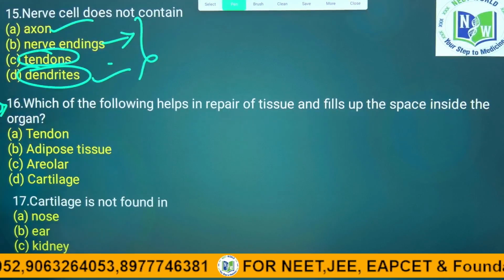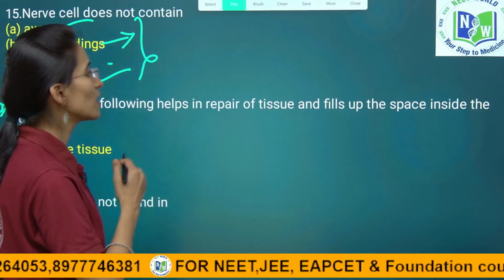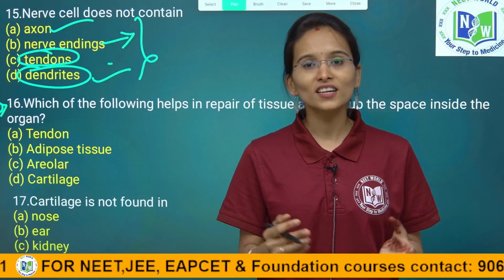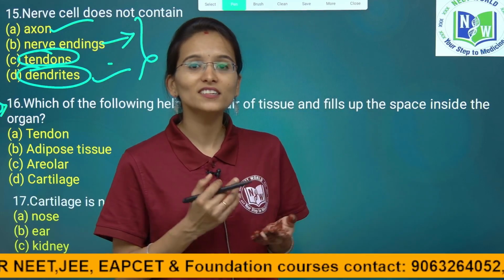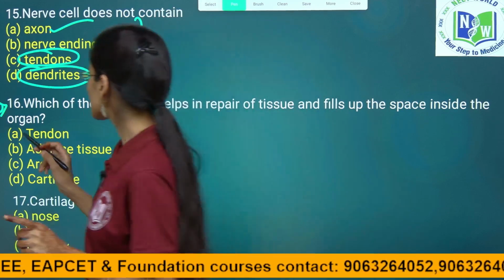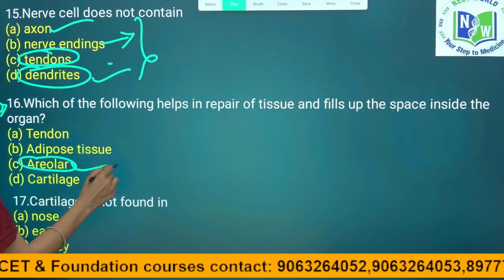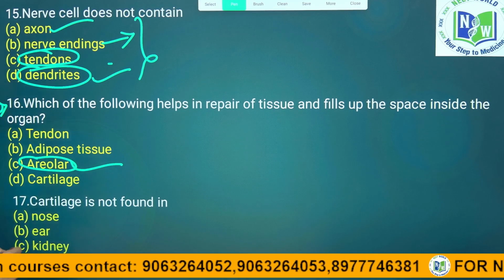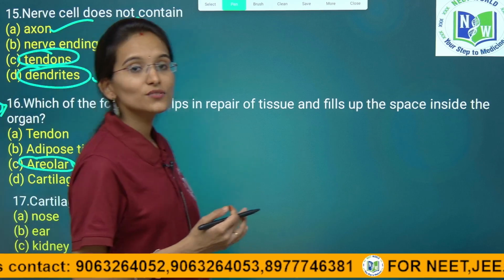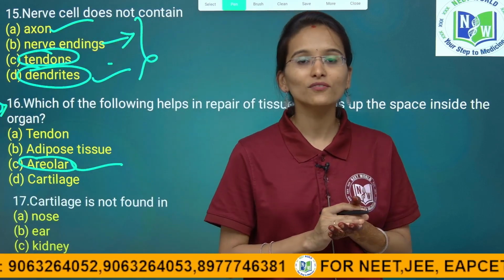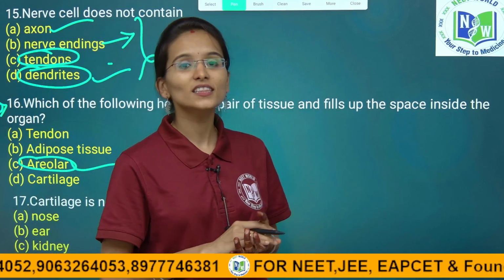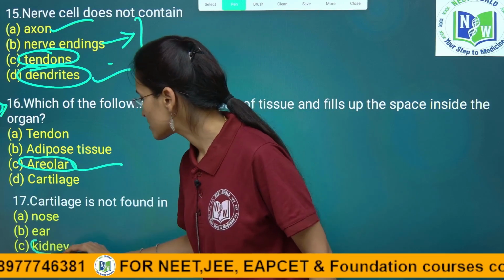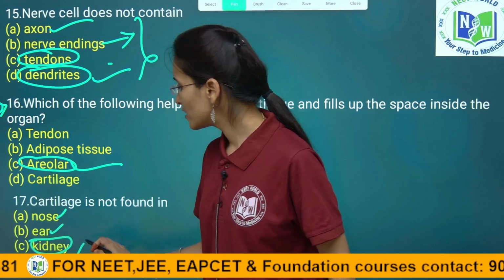16th question: which of the following helps in repair of tissue and fills up the space inside the organ? This is a question repeated a number of times. The filler tissue, or packaging tissue, or repair tissue is called areolar tissue. I am just giving the direct answer for this question. Coming towards the 17th question, cartilage is not found in. We have also learned the cartilage tissue by taking the example of the locations, and we have also seen the most important diagram. Cartilage is absent inside the kidneys, but it is present in the nose, ears and larynx.